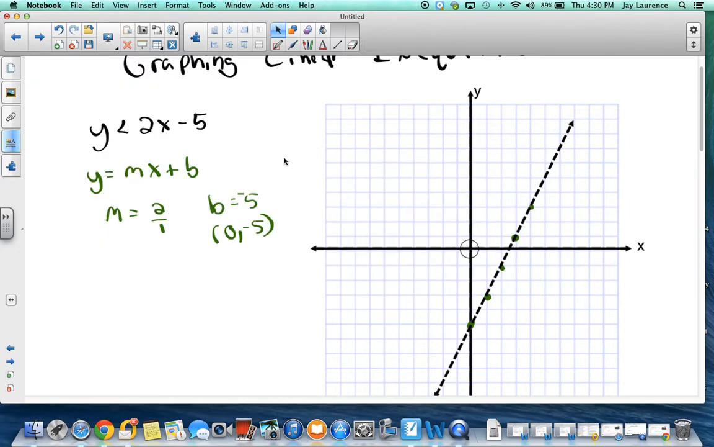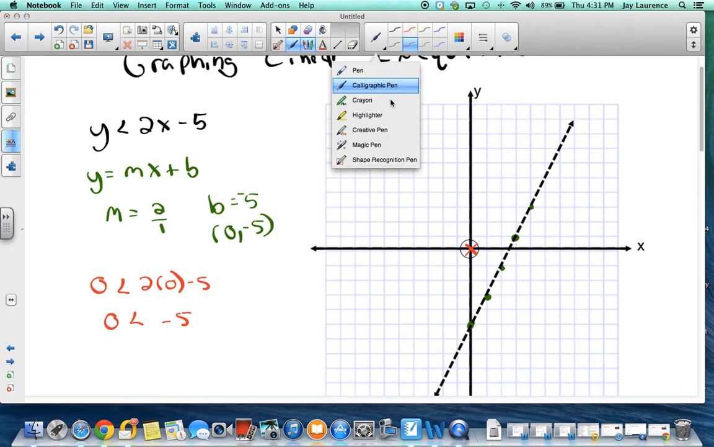Okay, now remember there also needs to be shading, and I like to figure out my shading by using a test point. I love to use the origin if possible, and the coordinates of the origin are (0, 0), so I'm going to plug 0 in for y. Is 0 less than 2 times 0 minus 5? Oops, unnecessary parenthesis there. Sorry about that. All right, so 0 is less than -5. Is that true? No, it is not.